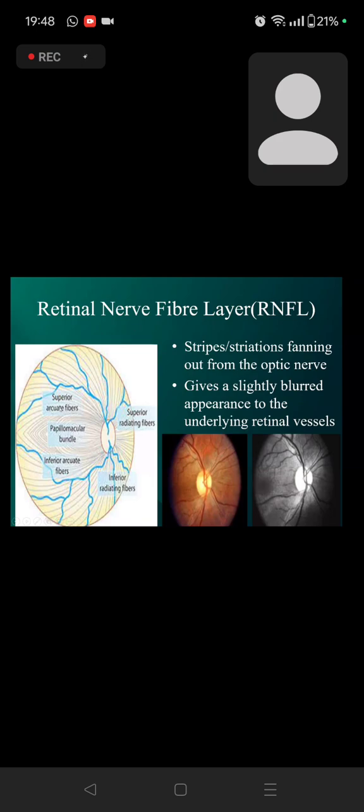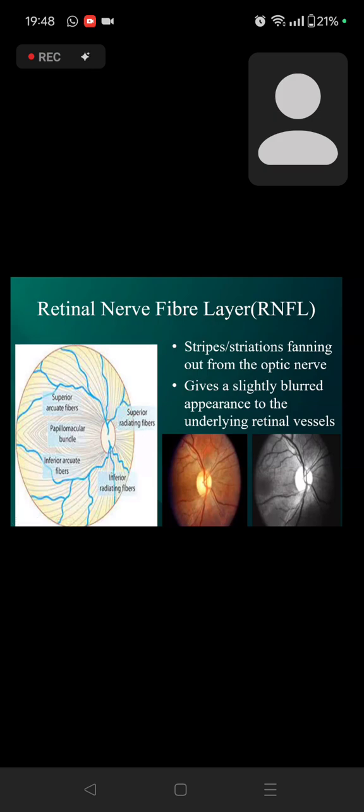You can see here the superior arcuate fibers from the temporal half go and get inserted into the superior and supratemporal part of the disc, and inferior arcuate fibers get inserted into the inferior and infratemporal part of the disc, and papillomacular bundle fibers get inserted into the temporal half of the disc, and nasally superior radiating fibers get inserted into the superior and supranasal half of the disc, and inferior radiating fibers get inserted into the inferior and infranasal part of the disc.